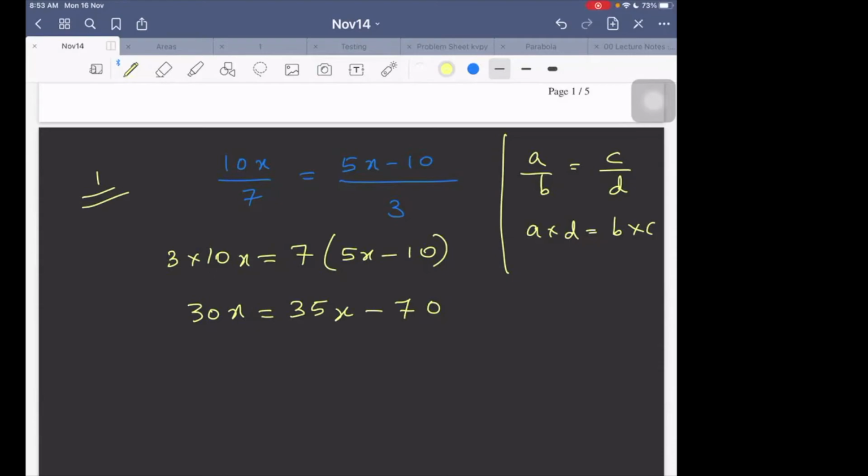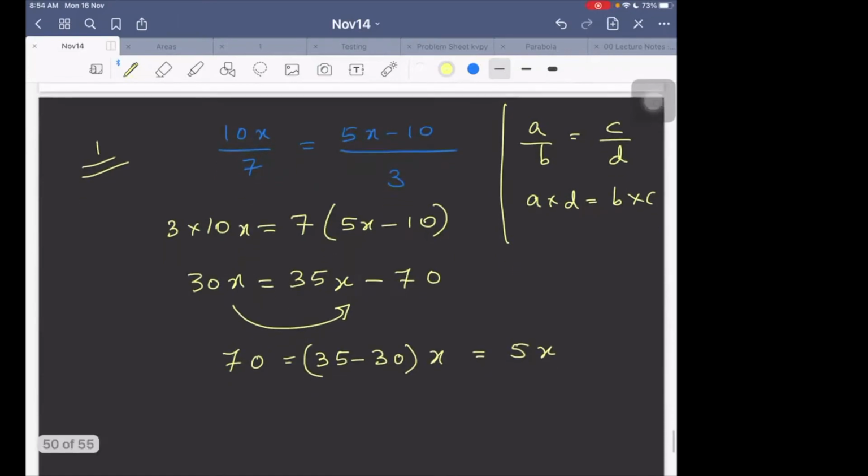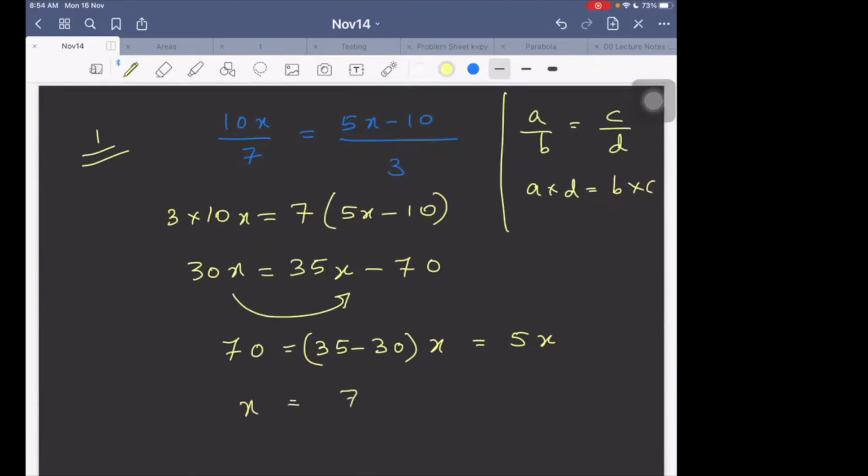So bring everything to one side. So 30x will be taken to this side. 70 is equal to 35x minus 30x, which is 5x. And your x is going to be 70 divided by 5, which will be 14.